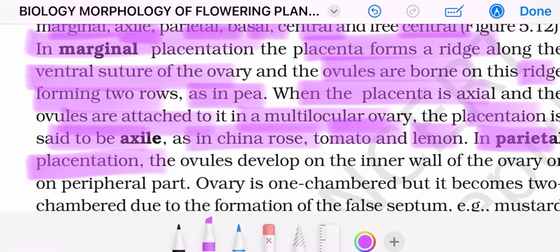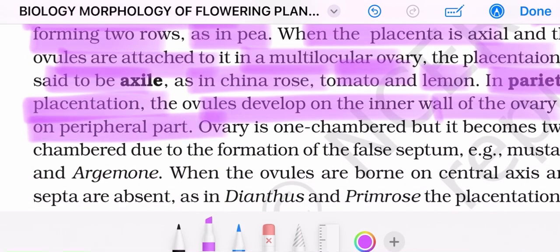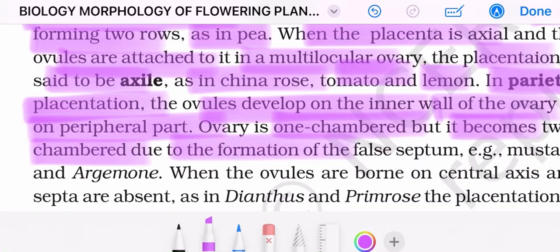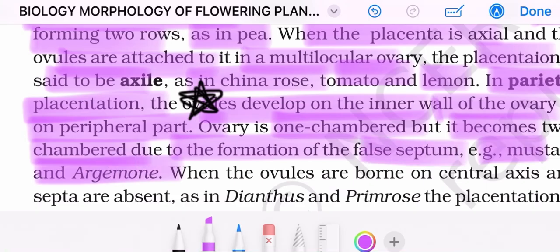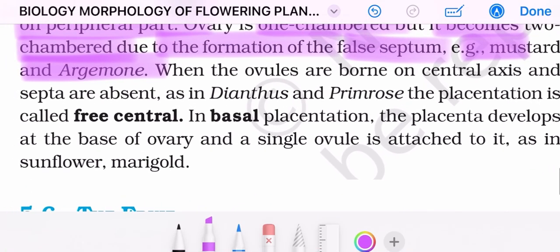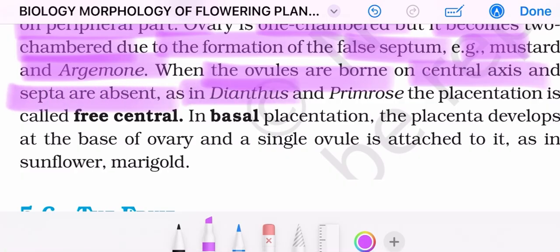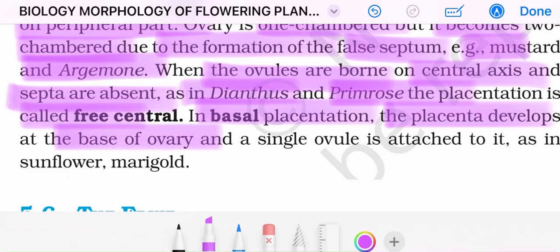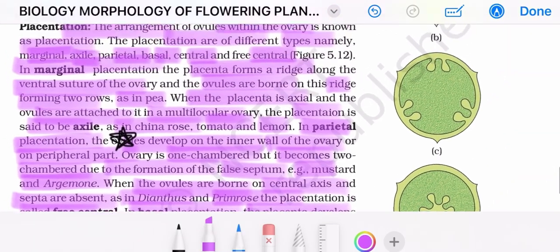In parietal placentation, the ovules develop on the inner wall of the ovary or on the peripheral part. The ovary is one-chambered, but it becomes two-chambered due to the formation of a false septum. Examples: mustard and argemone. When ovules are borne on the central axis and septa are absent, as in dianthus and primrose, the placentation is called free central. In basal placentation, the placenta develops at the base of the ovary and a single ovule is attached to it, as in sunflower and marigold.